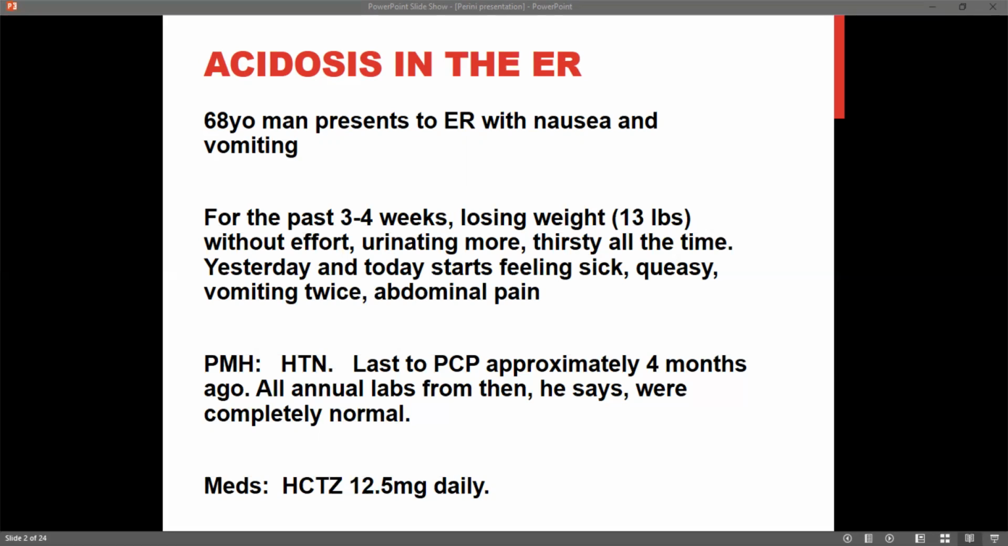So the only medical history is hypertension, and he has been keeping up with visits to the doctor's office. About 4 months ago was the last PCP visit, and he had really normal labs, nothing abnormal in the history other than the hypertension. And the only medication is hydrochlorothiazide. Next slide.